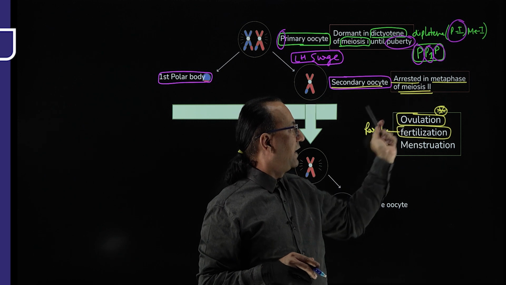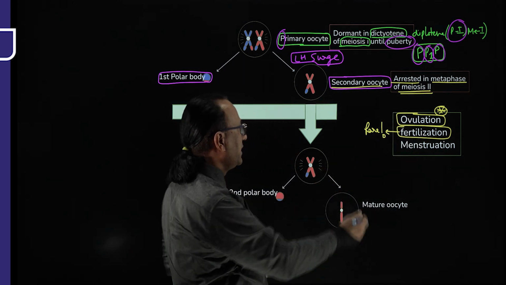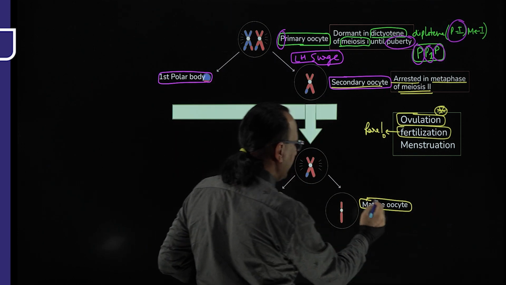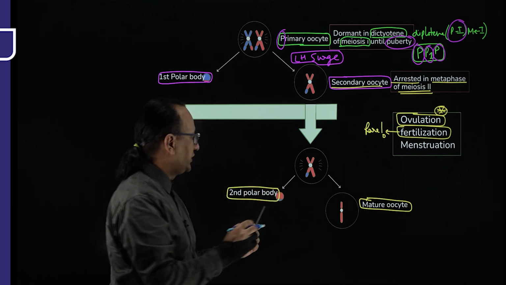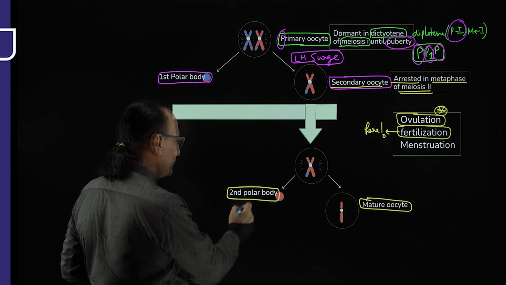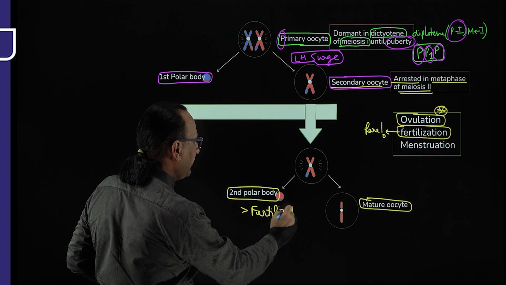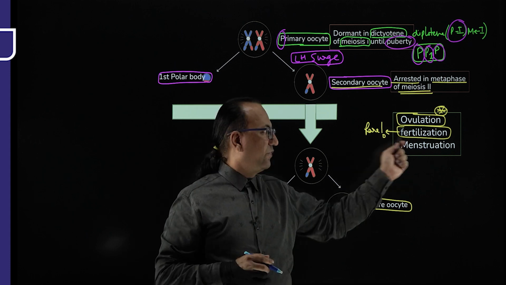Now let us say the rare event has happened, fertilization has happened. What do we get next? What we get next is the mature oocyte, and along with that there is release of the second polar body. We have to remember the second polar body is released only after fertilization. After fertilization you will see the second polar body, otherwise you will not see it.